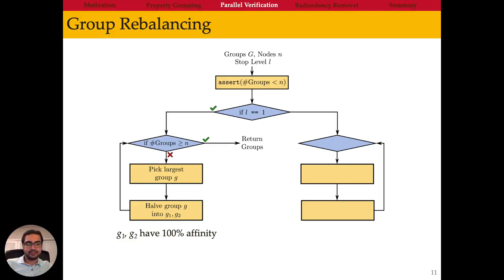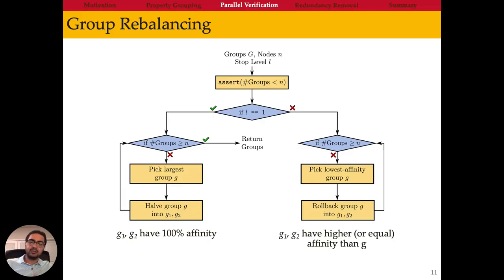If grouping is preempted at any level besides level 1, in that case, we pick the lowest affinity group G from the set of all groups, and then we roll back that group G into 2 smaller subgroups, G1 and G2, such that both groups G1 and G2 have a guaranteed higher or equal affinity than the original group G. We continue doing this for all the different groups until the overall number of groups that we have is higher than the number of available parallel workers.